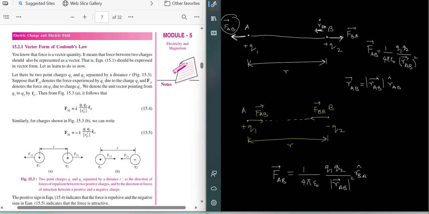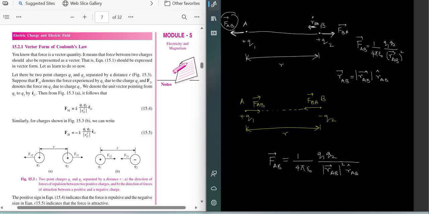Understood? So I will write it in two steps for clarity. This is RAB square, which is a vector. So vector is equal to magnitude into unit vector, and it is unit vector RAB in the denominator. So when it is taken to the numerator, FAB equals 1 by 4 pi epsilon 0 q1 q2 upon the magnitude of the distance squared, multiplied by RBA, which is the unit vector from B to A.